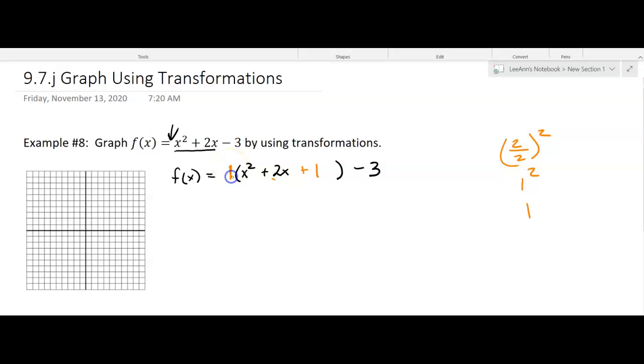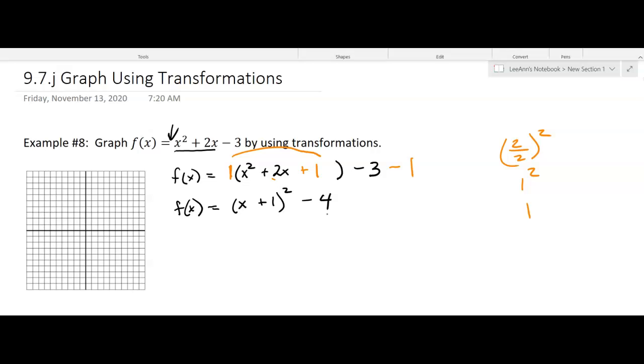You can think of this as a 1 for a. That's fine. 1 times 1 is 1. So I added 1, now I've got to subtract 1. That's the tricky part. All right, now we can write it in that form, a times x minus h squared plus k. And now we're going to be able to graph using transformations.